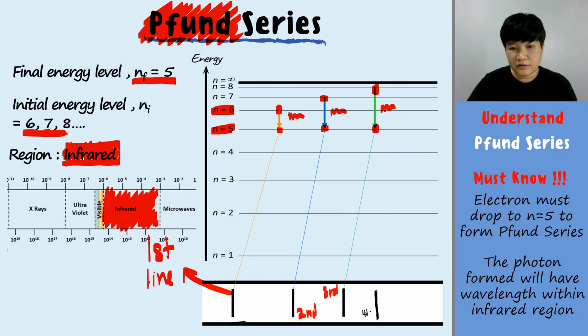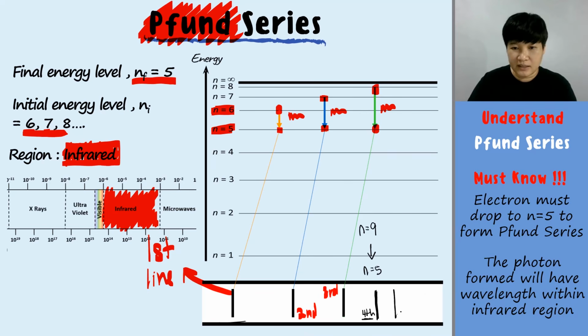So let's say I have another line over here, the fourth line of my Pfund series. So the fourth line will be n dropping to where? Simple, it must drop to n equals 5 because it's a Pfund series. So the first line is 6 to 5, 7 to 5 for the second line, 8 to 5 for the third line. How about the fourth line? Alright, the fourth line is definitely n equals 9 to n equals 5.